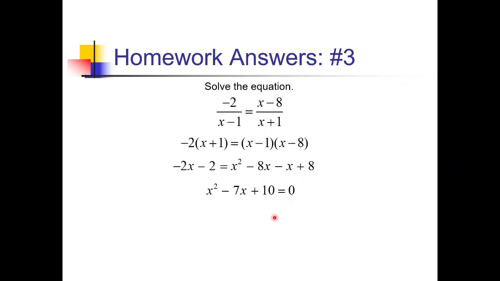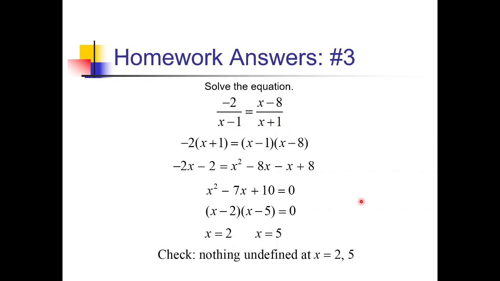Well, I think I can factor this. Things that multiply to 10 and add up to negative 7. 1 and 10 doesn't work. 2 and 5 does if they're both negative. So we have x minus 2 and x minus 5. Setting each of these equal to 0 and solving, we've got x equals 2 and x equals 5. And then just double checking, if I plug these back in, I'm not going to get 0 in either of my denominators, so these are both good.